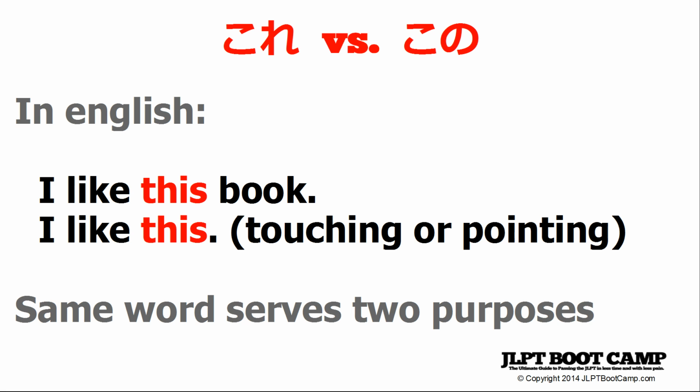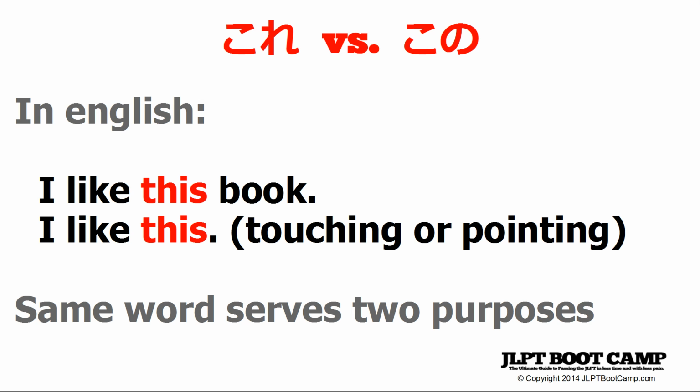The difference here is, in English, we have one word that serves two purposes. These two sentences here: I like this book. Here in this situation, "this" is acting like an adjective. Second sentence, I like this. That "this" is acting as a noun. Maybe you can use this as you're touching or pointing at something. I like this. I like this particular book. We don't have to mention what type of item it is. And it performs kind of like a noun.